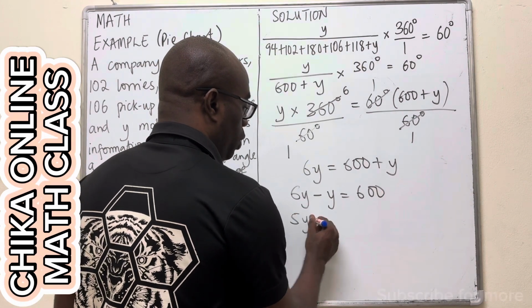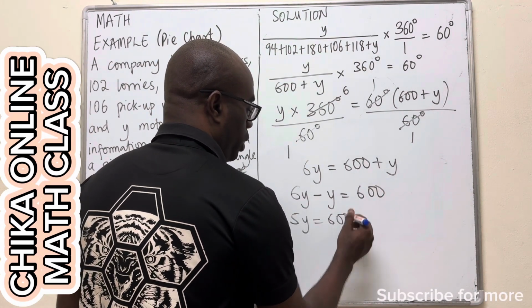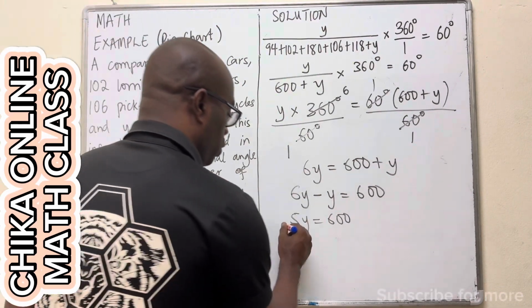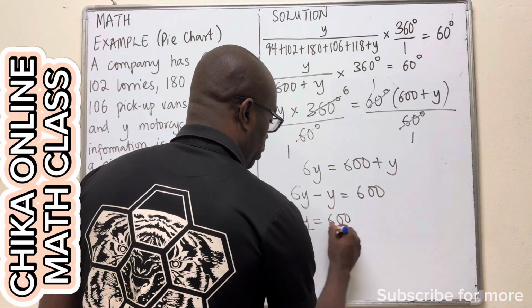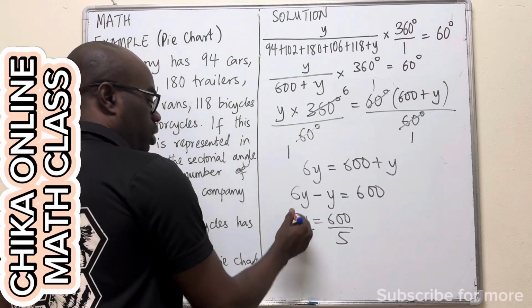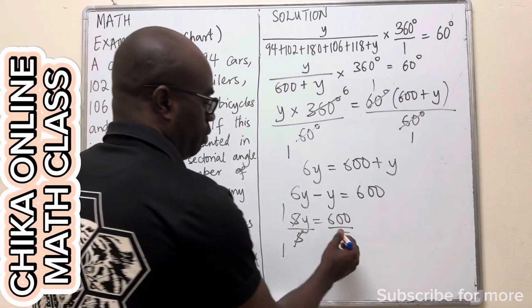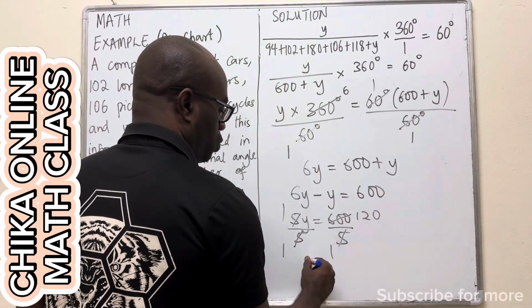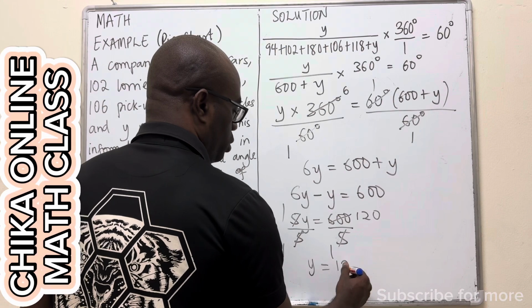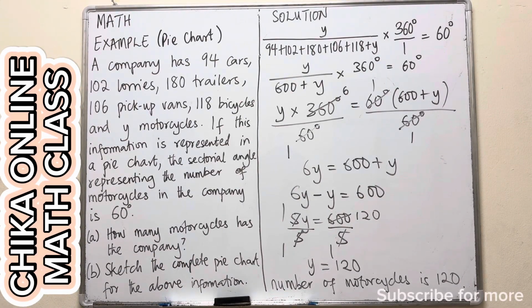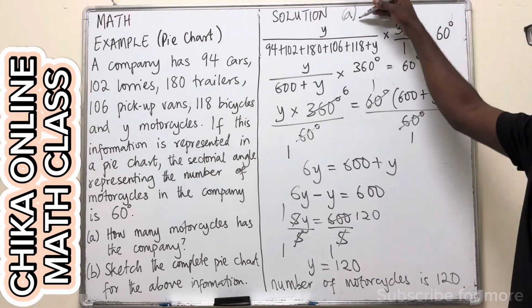6y minus y gives us 5y equal to 600. To find y, divide both sides by 5. 5 divides itself to give 1, and 5 divides 600 to give 120. So y is equal to 120. Therefore the number of motorcycles is 120. Simple. So this is the solution to part A.